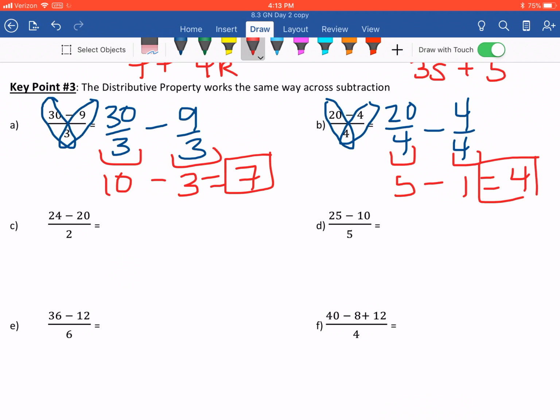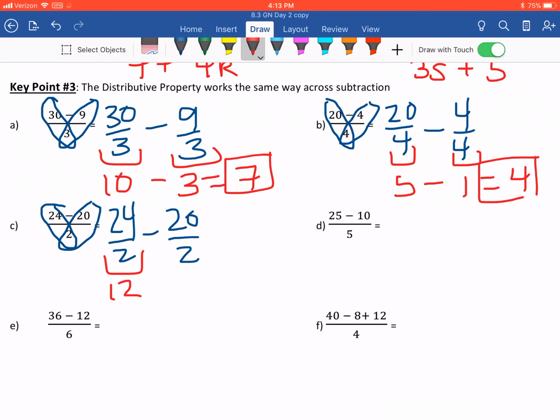All right, next one. 24 divided by 2 minus 20 divided by 2. We got to do some simplifying. 24 divided by 2 is 12, minus 20 divided by 2 is 10. 12 minus 10 equals 2. And that is an ugly 2. Let me redo that. Equals 2.